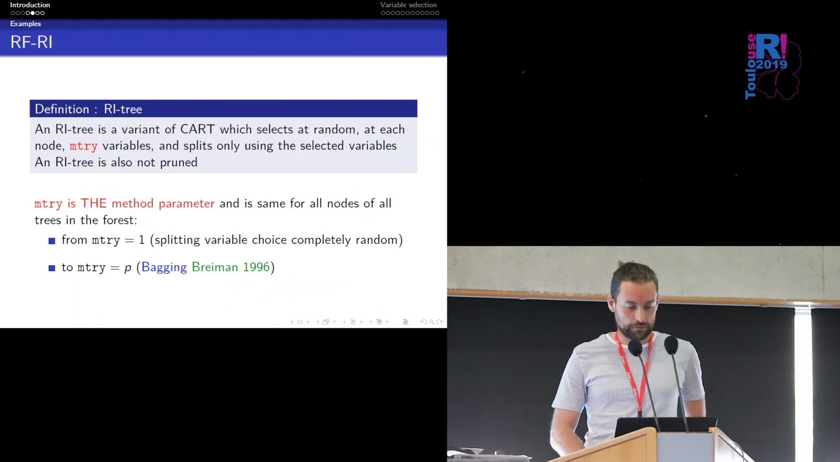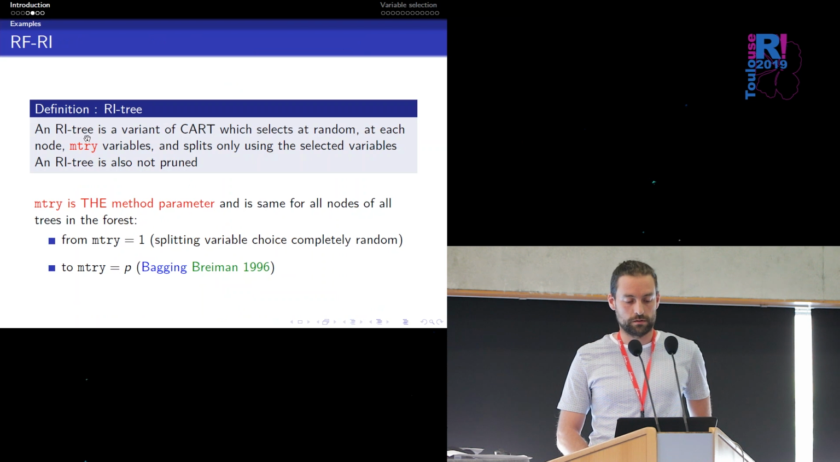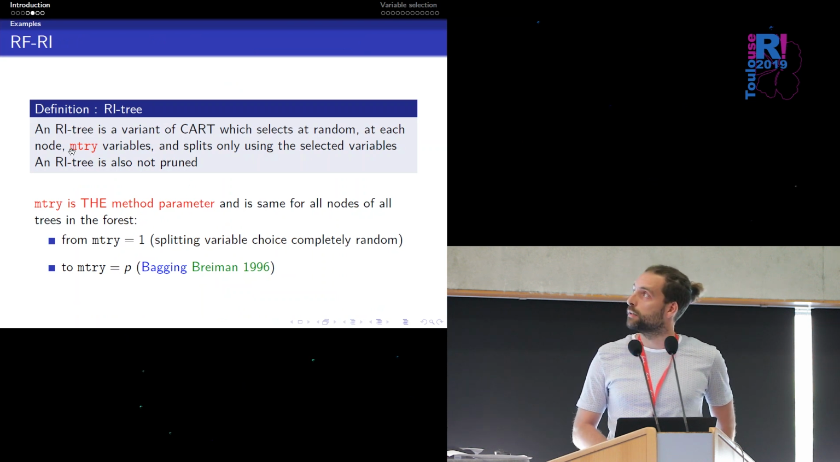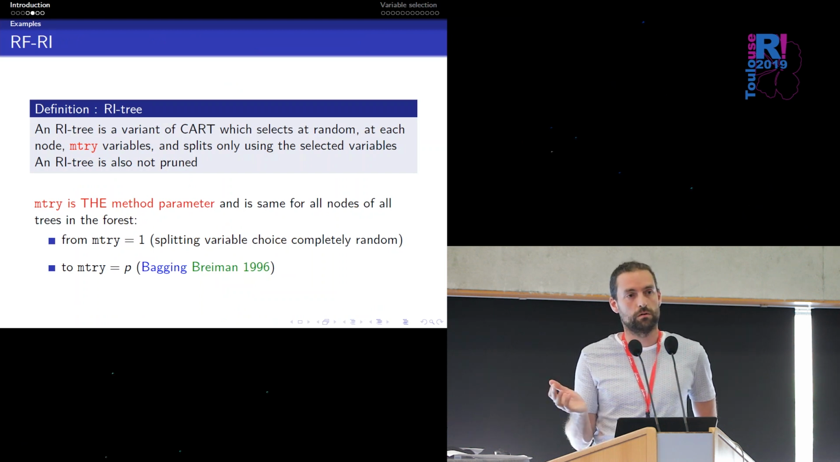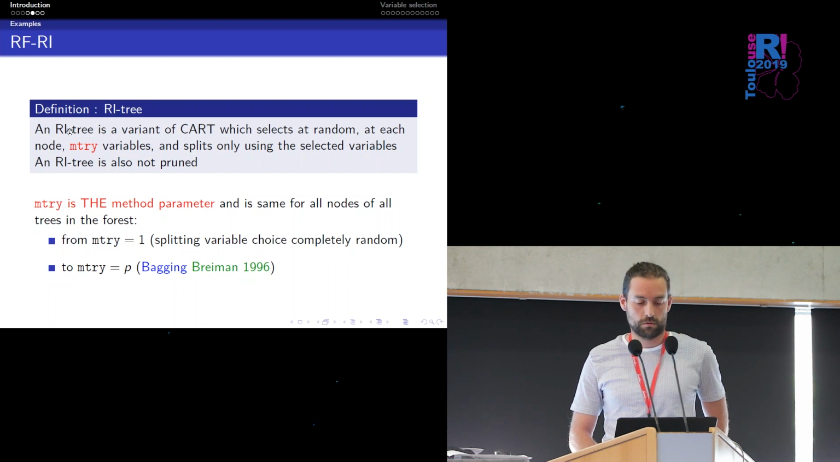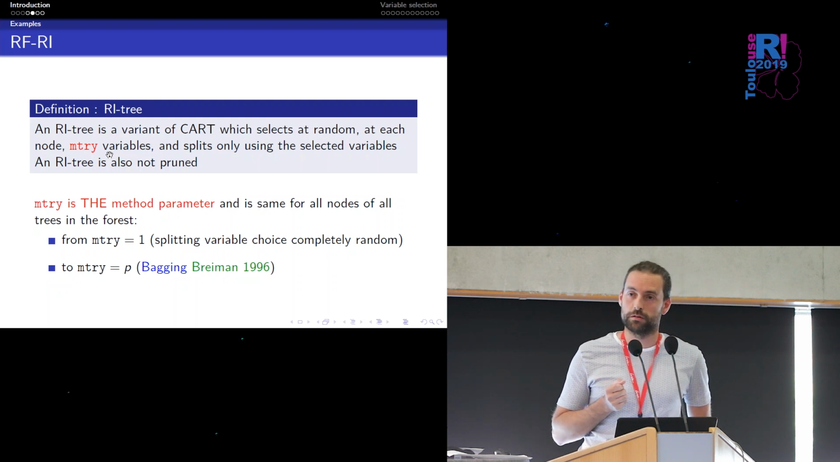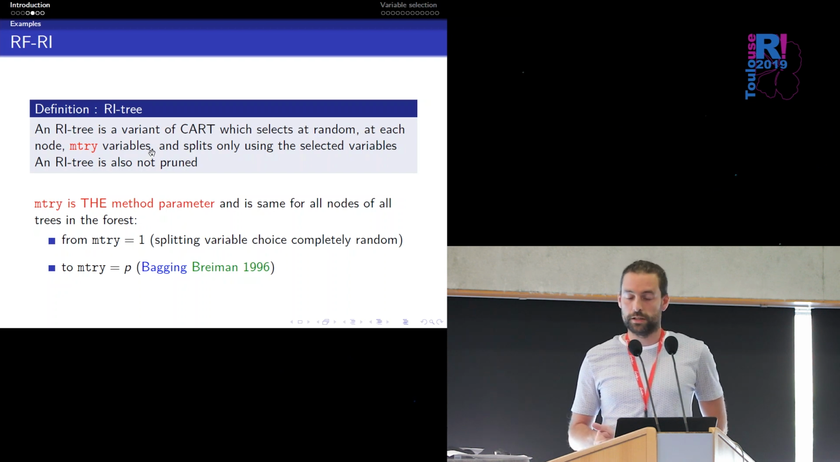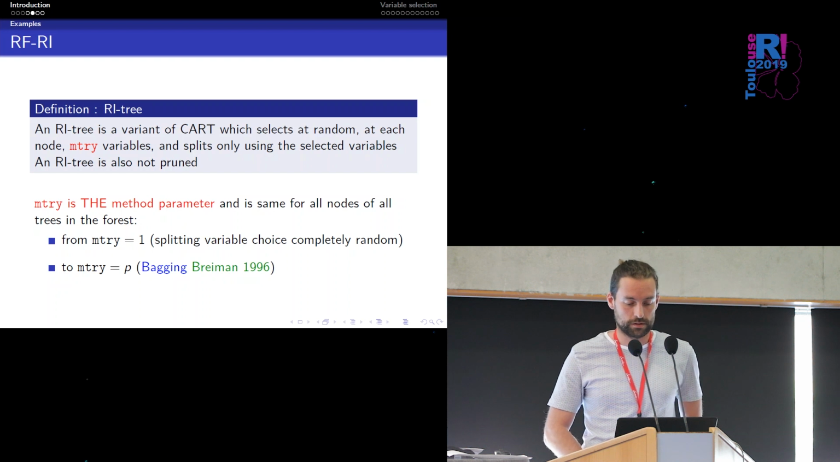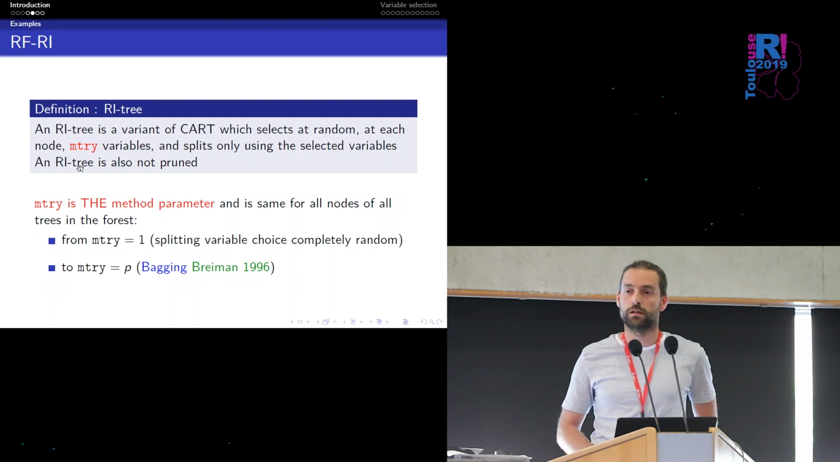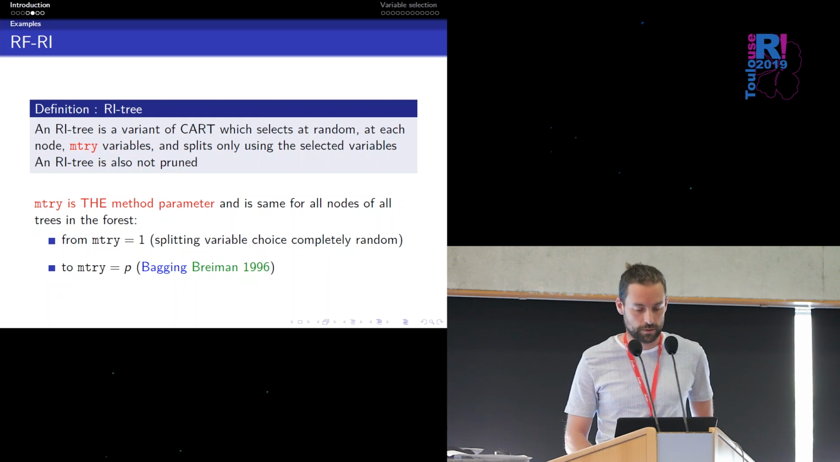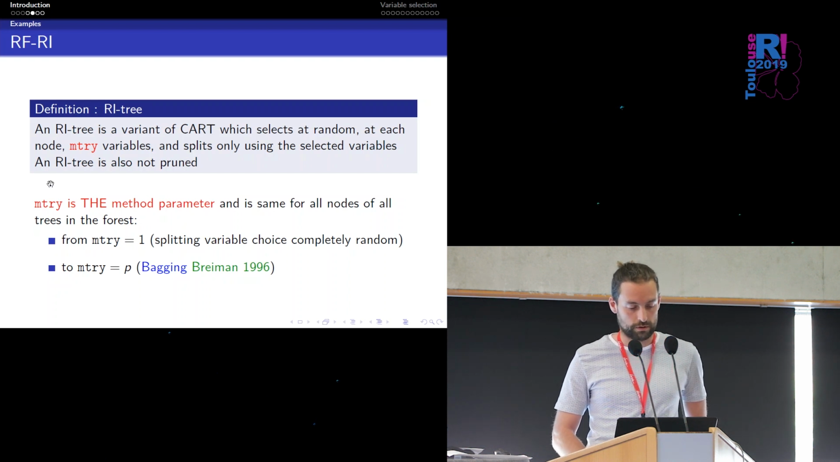Most specifically, for the random input tree, the variant is the following. At each node in a CART tree, you seek the best split among all the available input variables, whereas in a random input tree, you first select mtry variables at random without replacement, and then you optimize your split only with these selected variables. The second difference with CART is that an RI tree is not pruned, so you keep the maximal tree for all the trees in the forest.